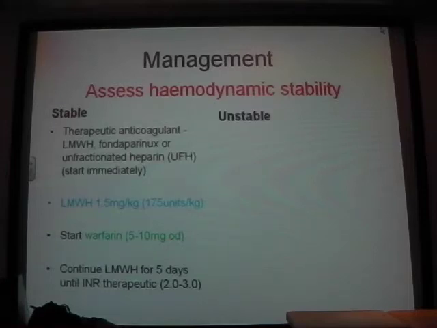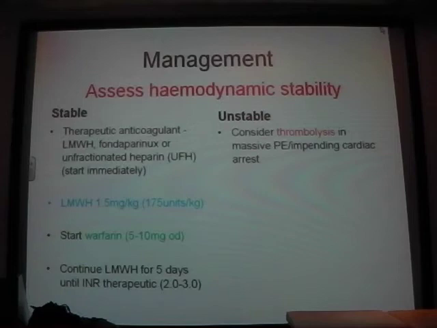If they're unstable, however, chances are they probably wouldn't have even had a CTPA. It'd probably be a clinical diagnosis. But say you did the CTPA and then suddenly they became really unstable. The blood pressure was like 80 over 40, they were tachycardic. Essentially, you thought they were going to arrest. This is when you need to consider thrombolysis.